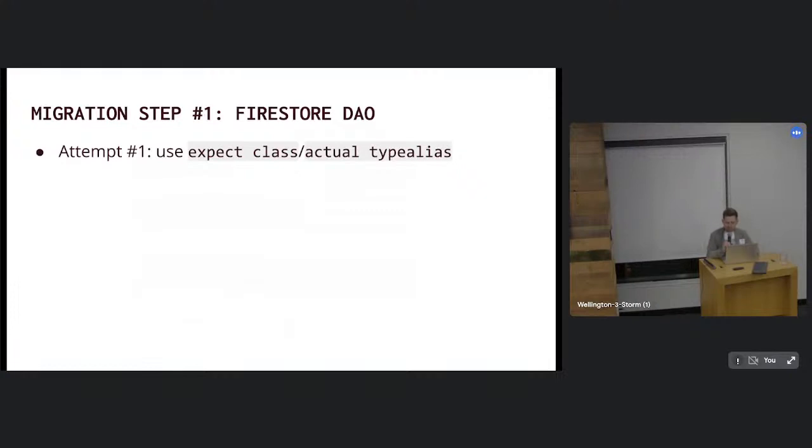You basically have your expect class, which has expect functions and expect properties, and then you fulfill those with an actual class. Or in this case, for Android anyway, you would use an actual type alias, and then they would be type aliased to the standard Firebase classes. So for example, you'd have expect class document reference with all the document reference functions in there, and then you would have actual type alias document reference aliasing the Android implementation of document reference. Hope that made sense.